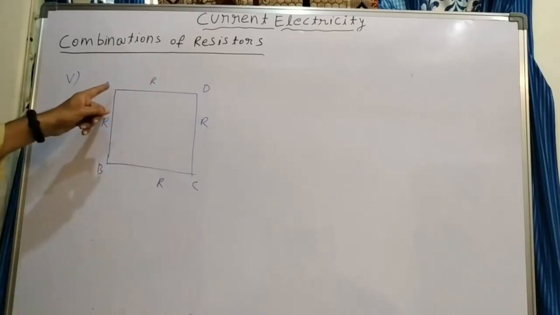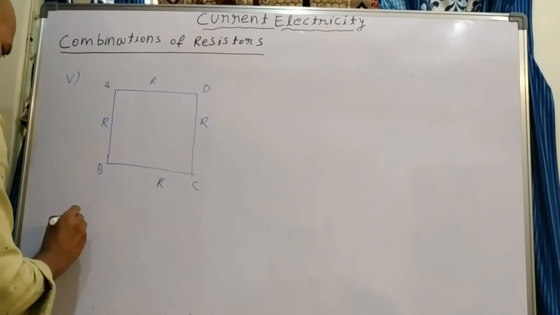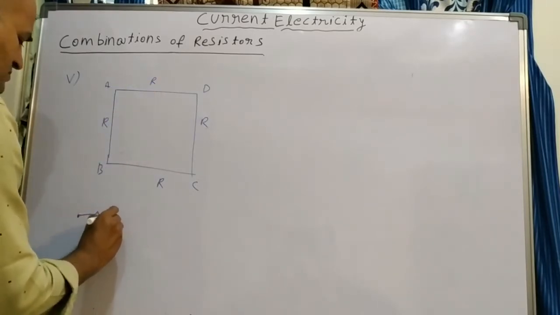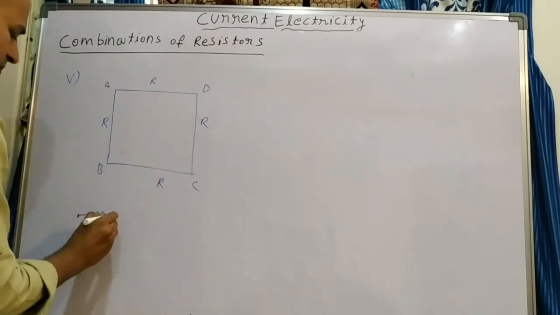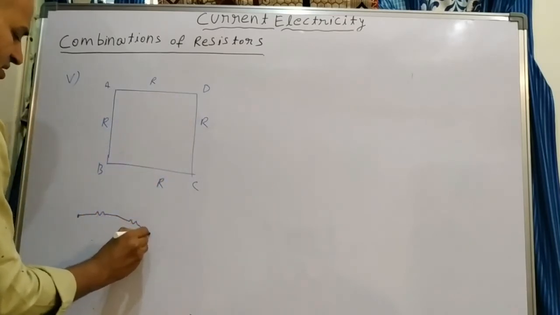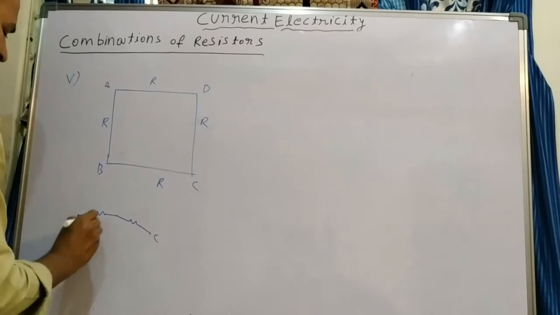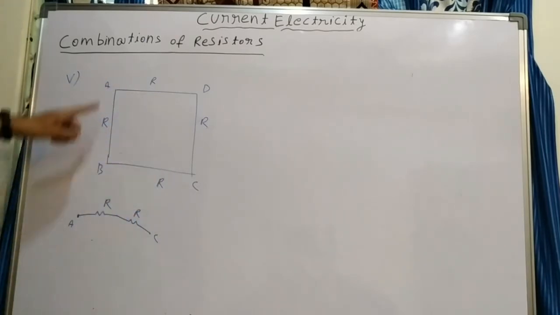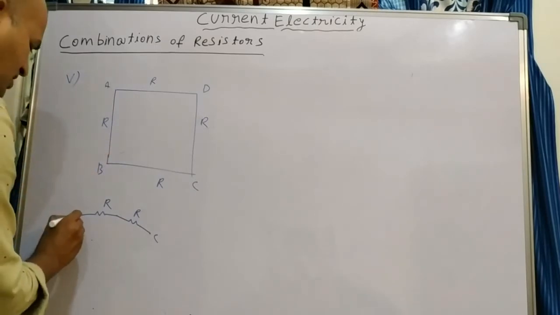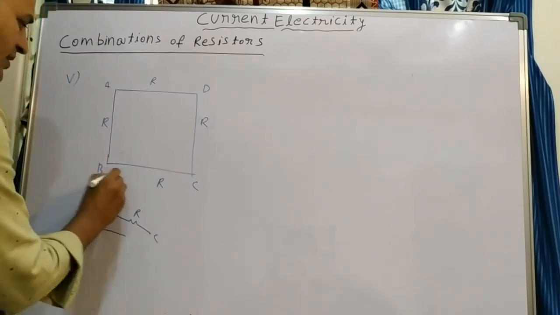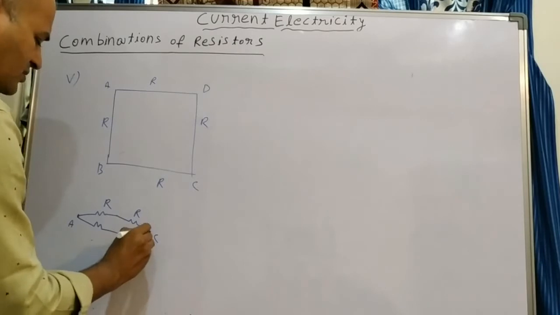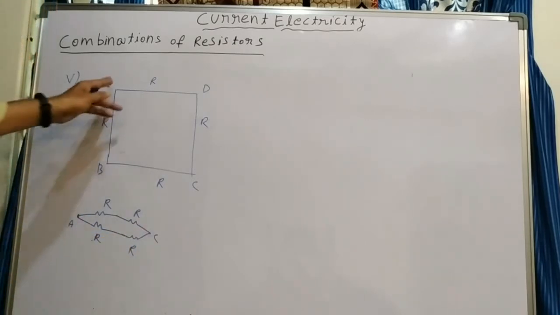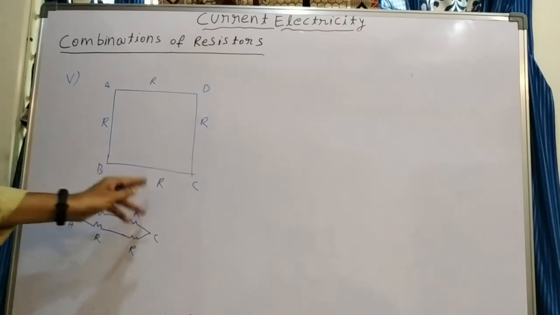So for that, you see between A and C, one resistor R is there connected to D. From there another resistor is connected to C. This is A, C, R and R. In the other branch, A to B one resistance is there and B to C another resistance is there. So R and R. Now these two are in series and these two are also in series.